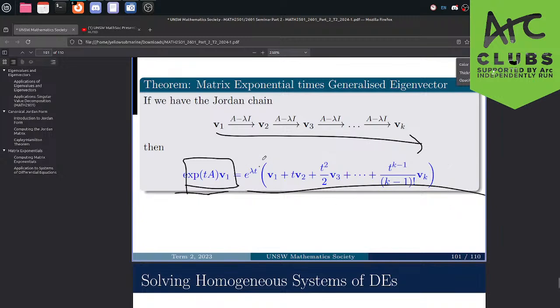So notice what this form looks like. You kind of just have to memorize this formula. e to the lambda t, where lambda is the eigenvalue, and in each of these parts you get the Jordan vectors multiplied by the power series terms. Note that it doesn't go all the way up to k, it goes up to k minus 1 because you start at 1. So 1 times v1, then the second power series term times the second Jordan chain vector, and so on.